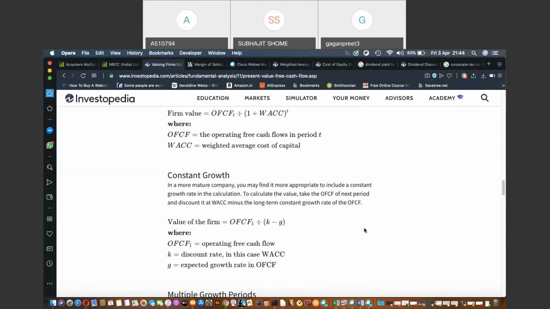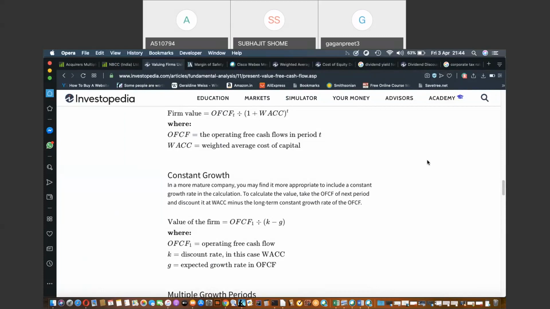Constant growth rate means we have the operating cash flow. So intrinsic value now is... what is operating free cash flow? Remember we calculated operating free cash flow. Did we calculate? We didn't calculate. We only calculated the inputs.